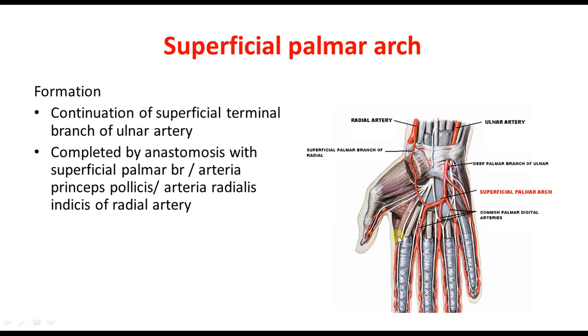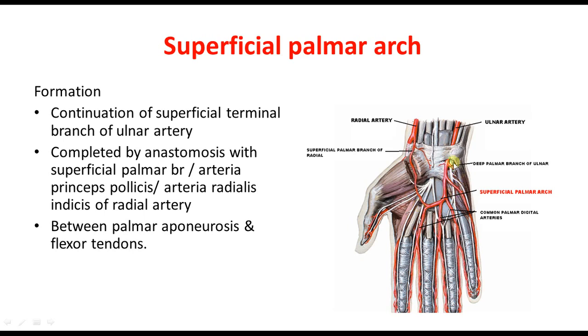So the superficial palmar arch is formed by the terminal branch of the ulnar artery and by the superficial palmar branch of the radial artery, or arteria princeps pollicis, or arteria radialis indicis. These two are again branches of the radial artery. It lies deep to the palmar aponeurosis, in a more superficial plane and on top of the flexor tendons. So, deep to the palmar aponeurosis but above the flexor tendons.